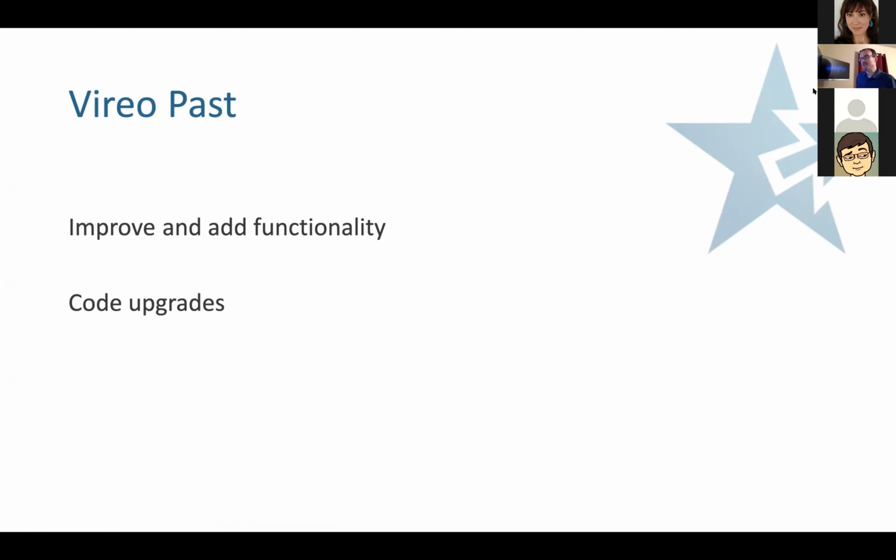There were two primary reasons for the development of Vireo 4. The first was to improve and to add functionality to the system. As you've seen in previous slides, Vireo 4 has many updates and many new features. The second reason was to upgrade the code base. Vireo 3, as Frank mentioned earlier, relied on code that was at end of life and no longer being supported and maintained. If you go to the next one, Frank.